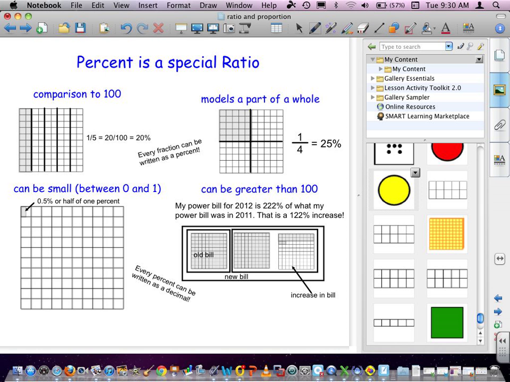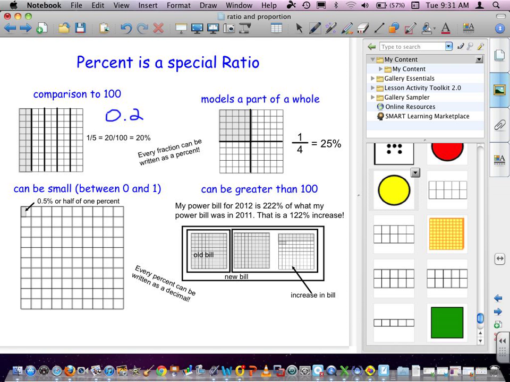Okay? If I were to write that as a decimal, how would I write that? 20 out of 100. 0.2. Okay? 0.2. Shouldn't use point. Okay? So a percent, just like a fraction, models part of a whole. So 1/4 is 25% or 0.25. Okay?